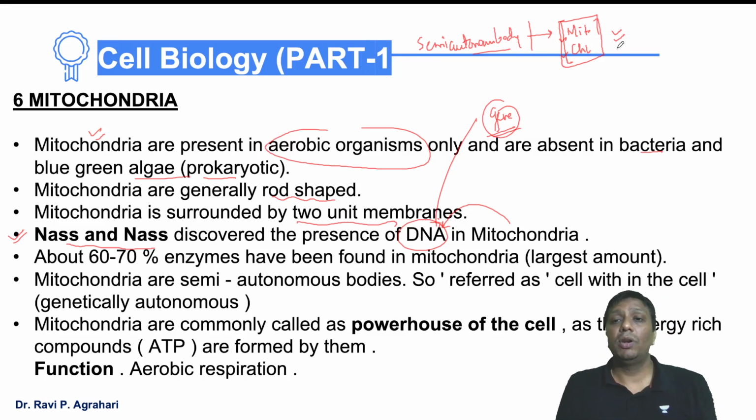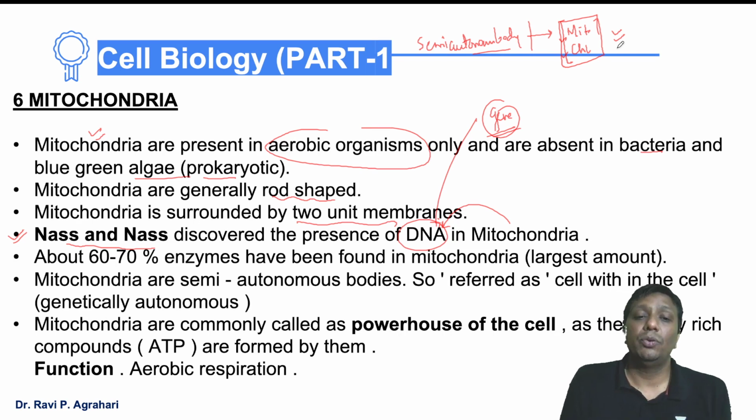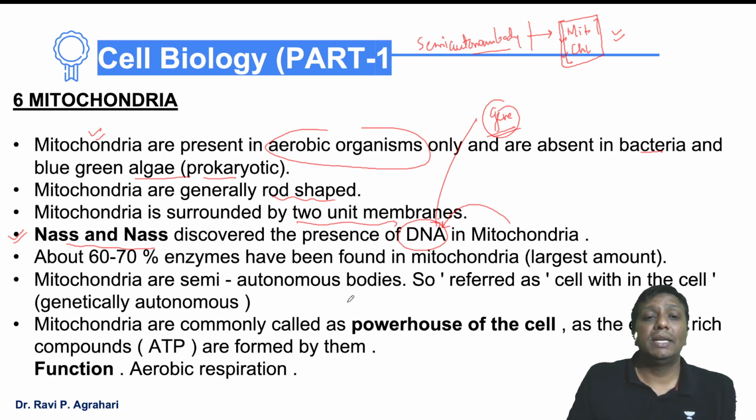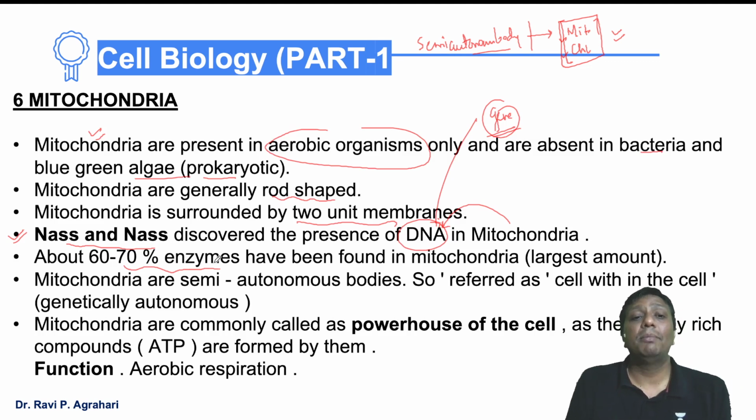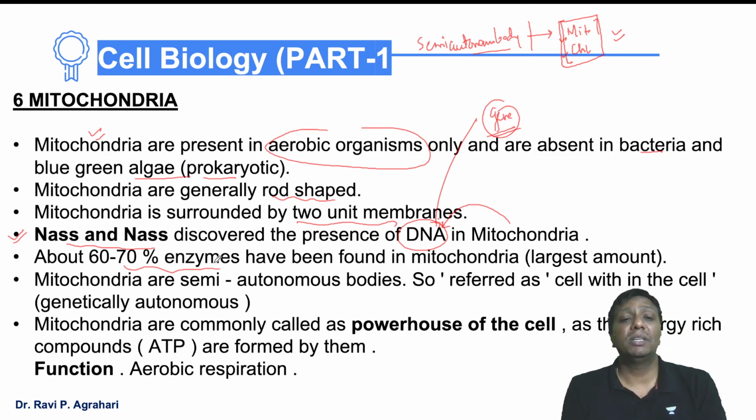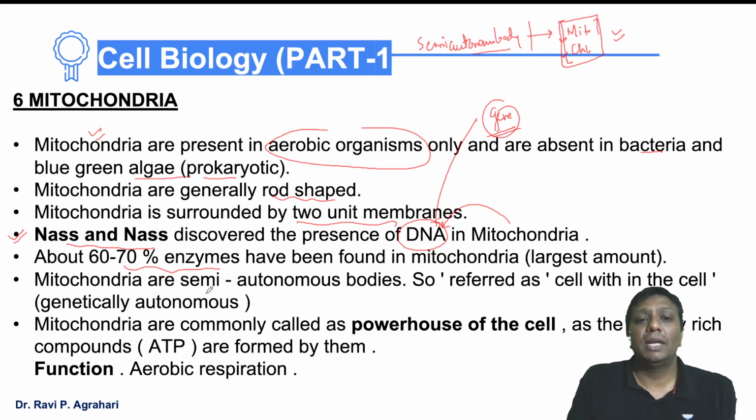Okay, in the case of the nucleus, the main DNA and genes are actually located inside the nucleus. Even mitochondria have around 60 to 70% of the enzymes. In which cell organelle will you see the largest amount of enzymes? The answer is mitochondria. I told you guys, mitochondria is a semi-autonomous body. Semi-autonomous body means a cell within a cell.